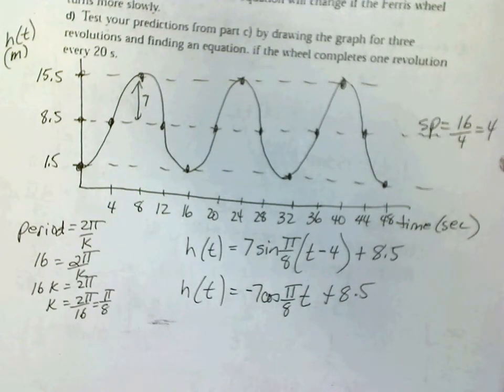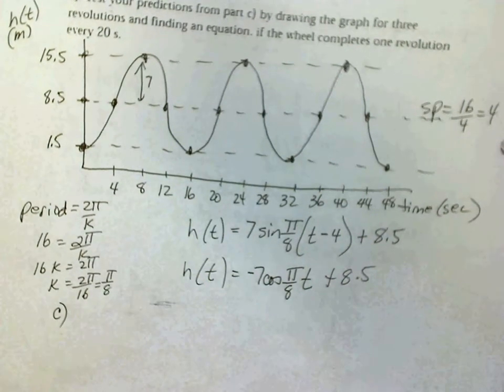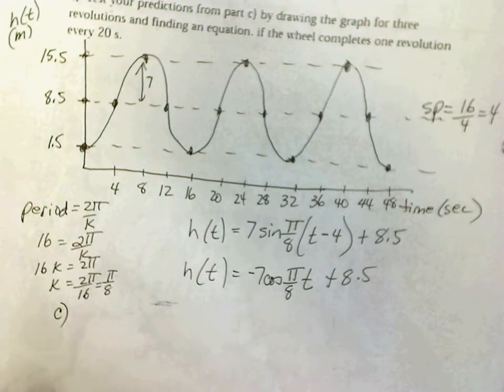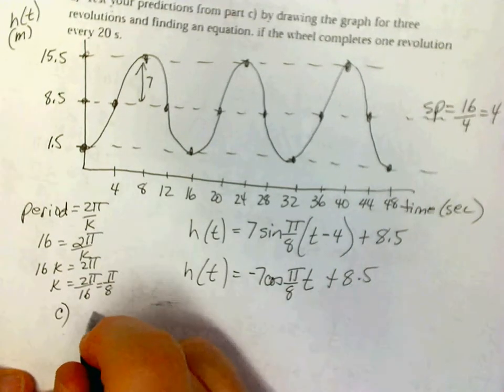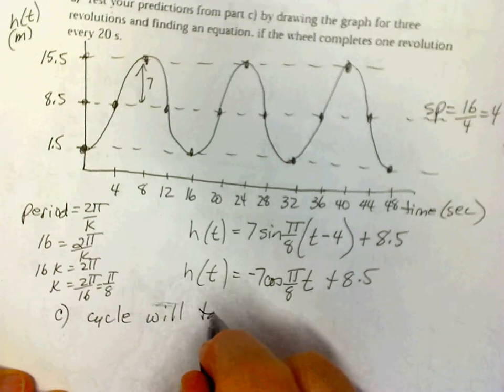Predict how the graph will change if the Ferris wheel turns more slowly. What would happen? If the Ferris wheel turned more slowly, how would the length of our cycle change? Wider, yeah. So our cycle would take longer. And you're absolutely right, there is a horizontal stretch.